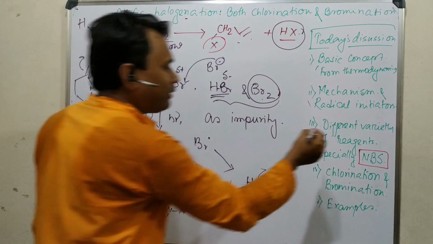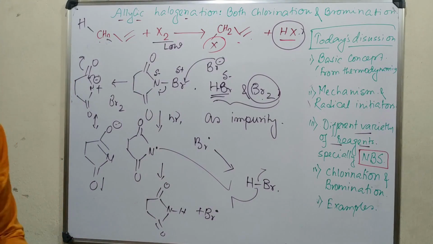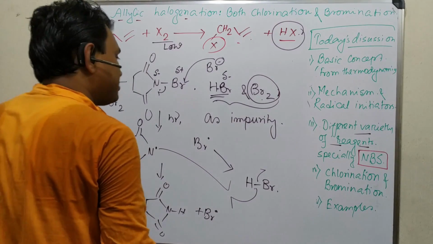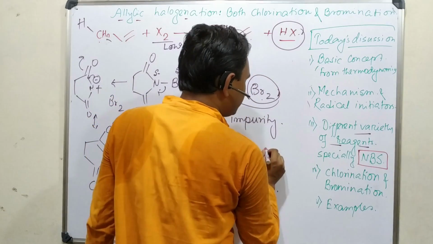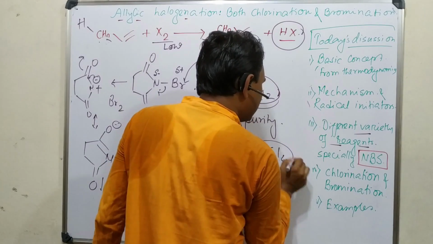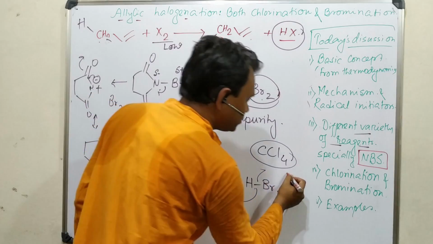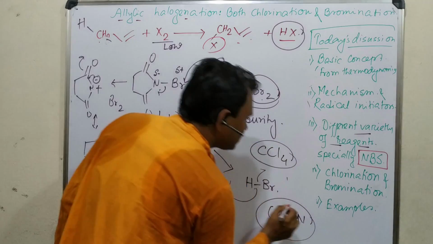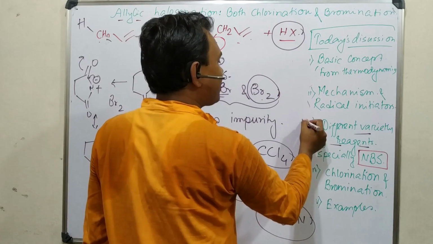So we have discussed this NBS part. One thing to keep in mind: we generally use CCl4, carbon tetrachloride, as a solvent, but these chlorinated solvents are not preferred. Instead, we can use acetonitrile as a solvent also. So we have discussed bromination as well as chlorination, and especially NBS.